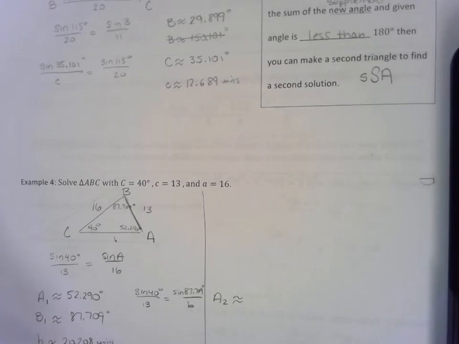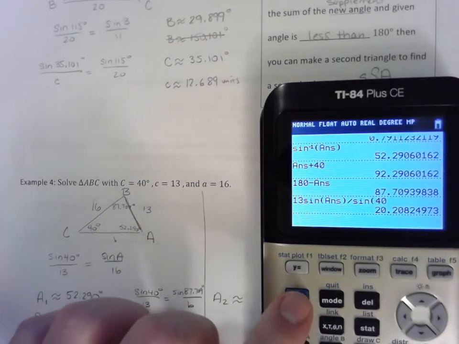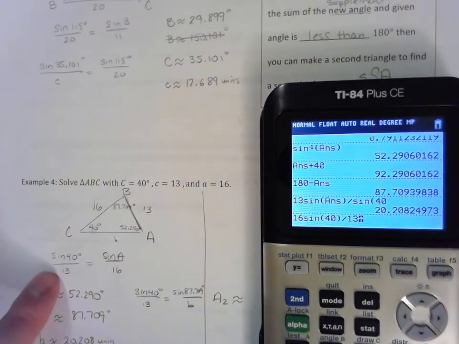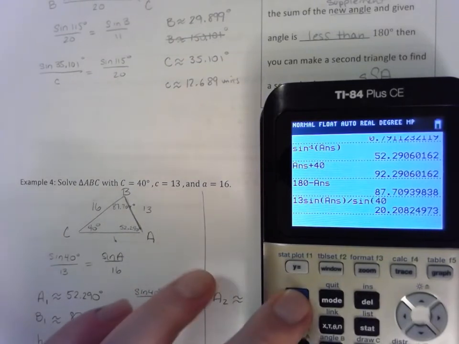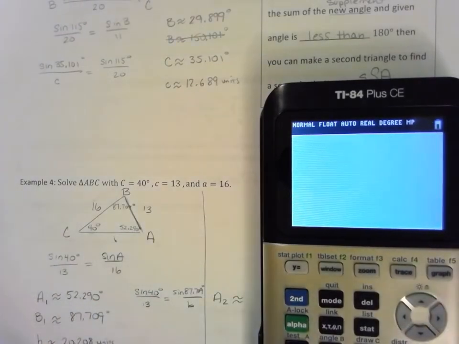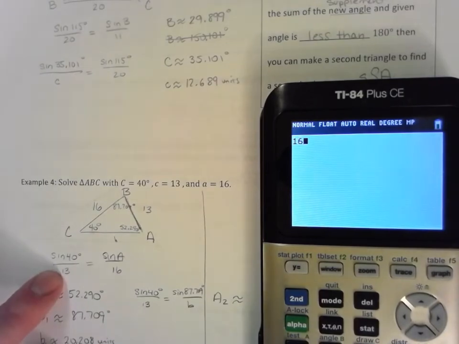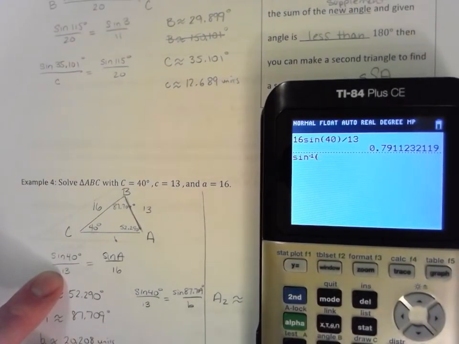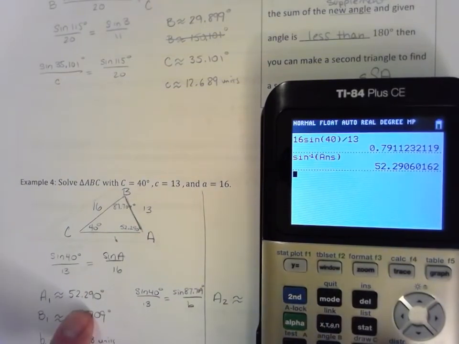Alright, so let's go across here. Let's rewind it back. Let's see, so 16 sine 40 divided by 13. Oops. Went one too many. Alright, it's quicker to just type it out, isn't it? 16 sine 40 divided by 13 and I'm going to sine inverse this, and this should get me the same answer that I got before. If I didn't get the same answer, there'd be a problem.